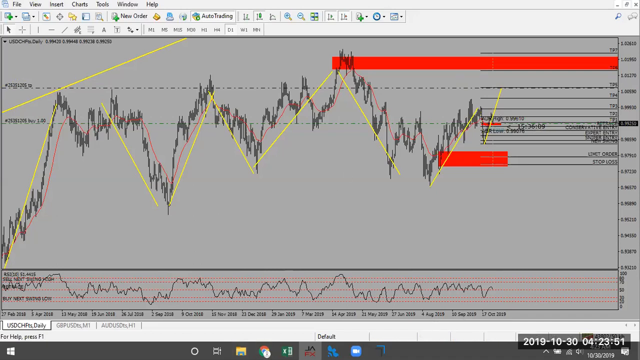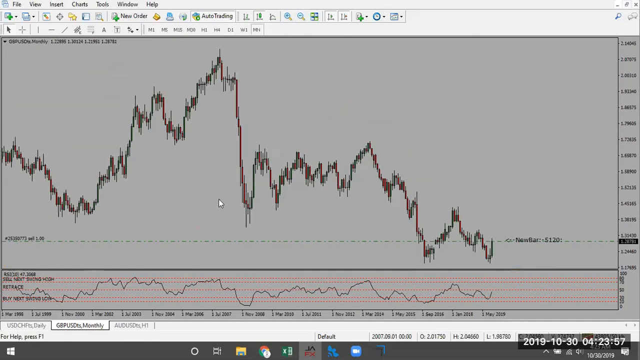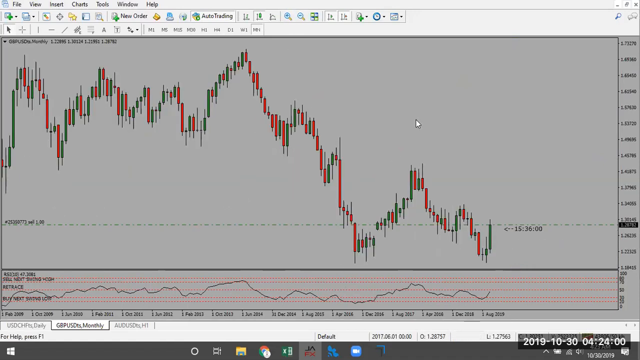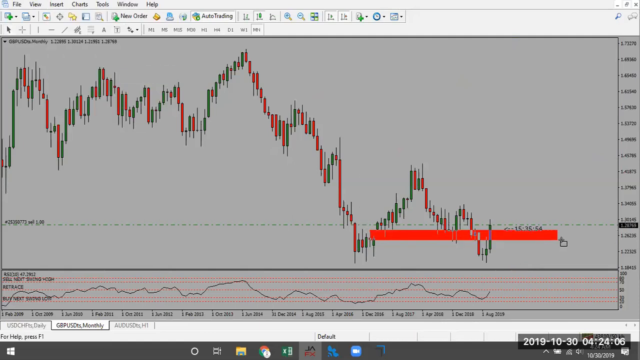All right. Now let's move on to the pound USD. Here on the pound USD, we are definitely selling this guy. Let's begin at the monthly time frame. If you look here at the monthly time frame, we have a gap right in here. So I'm going to go ahead and highlight that right off the bat. All right, so we have a gap right in there.